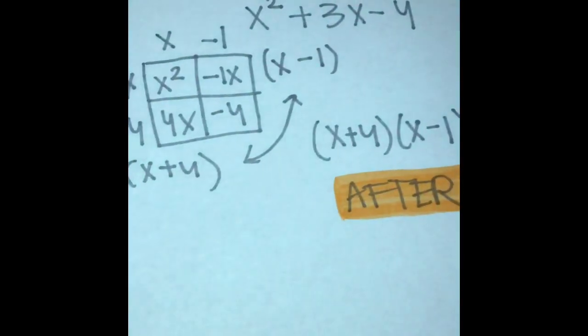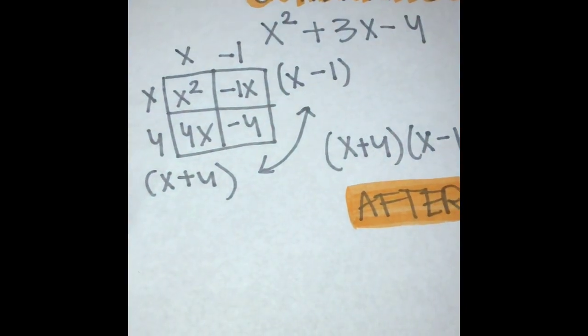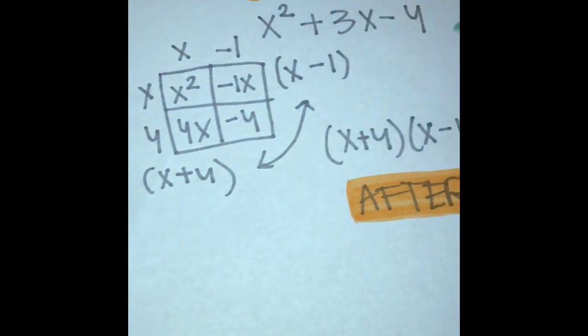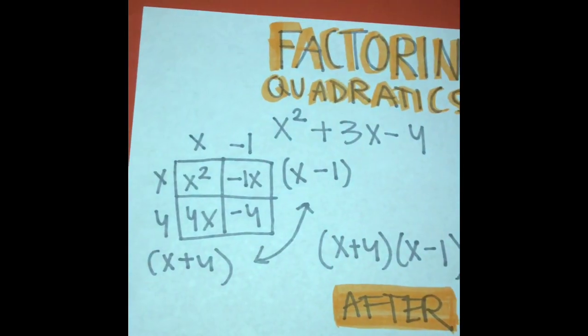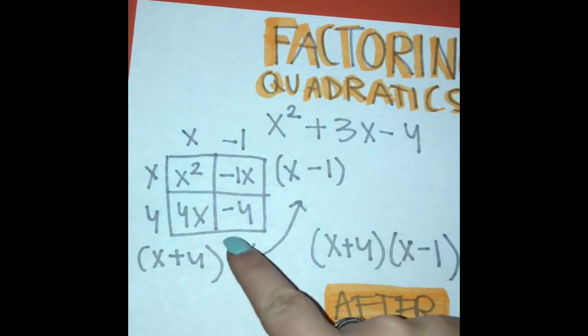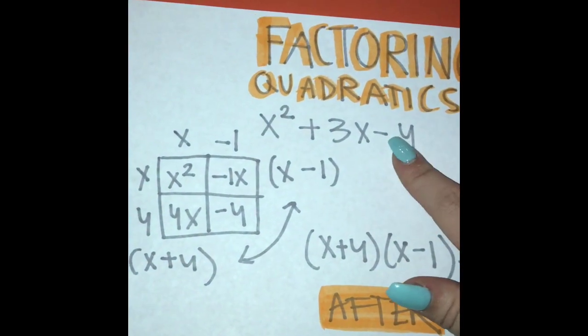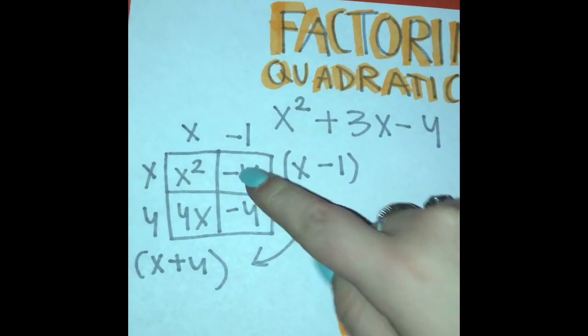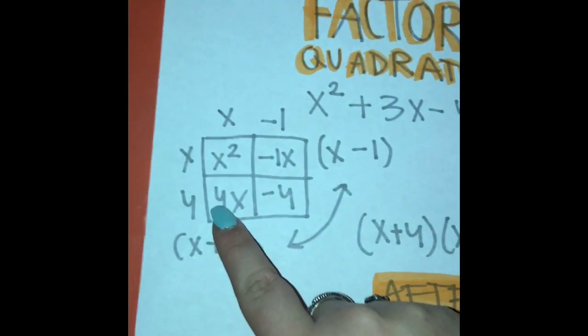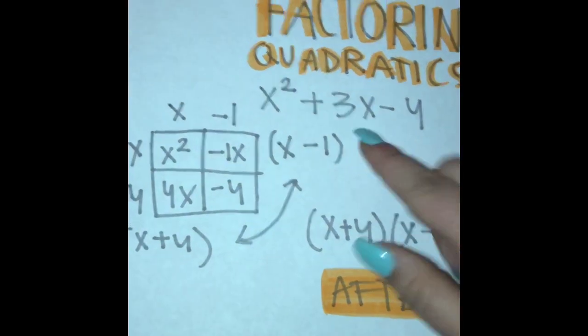Your next step in factoring quadratics. You need to find what adds to 3 and multiplies to negative 4 and put them on the outside of the box. Next, you complete the box. Negative 1 times negative 4 is negative 4. Negative 1 times x, negative 1x, and x times 4 is 4x, which equals to 3x.